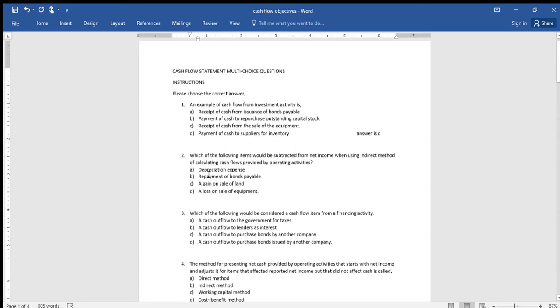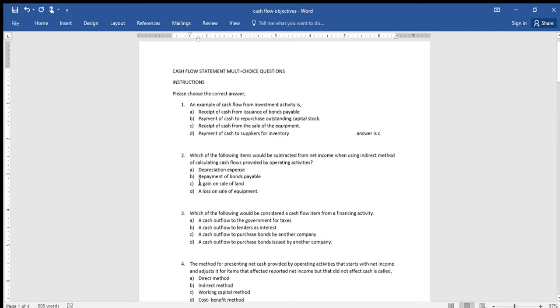Then question 2, which of the following items would be subtracted from net income when using the indirect method of calculating cash flows provided by operating activities? Operating activities are mainly calculated in two ways. We have the direct method and then the indirect method. So they're asking us which of the following items would be subtracted from the net income. I guess net income is the profit before tax.